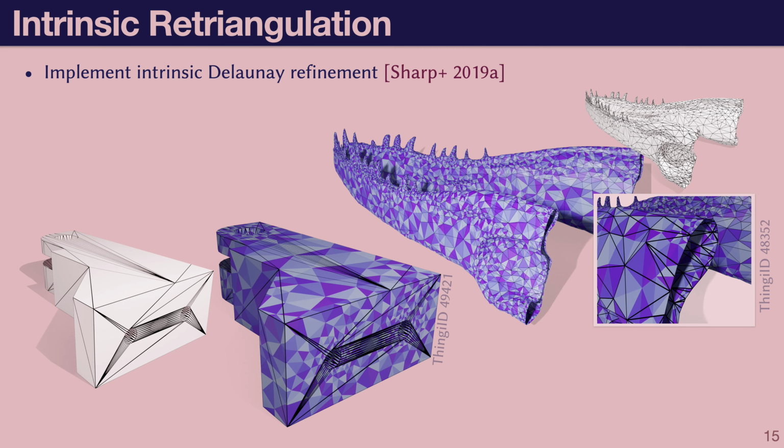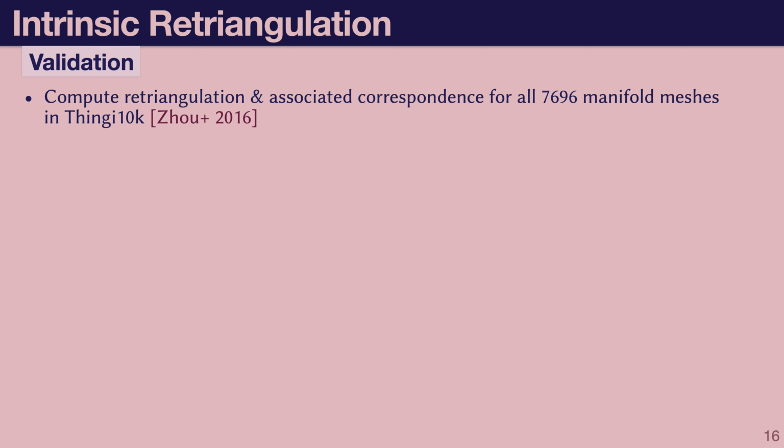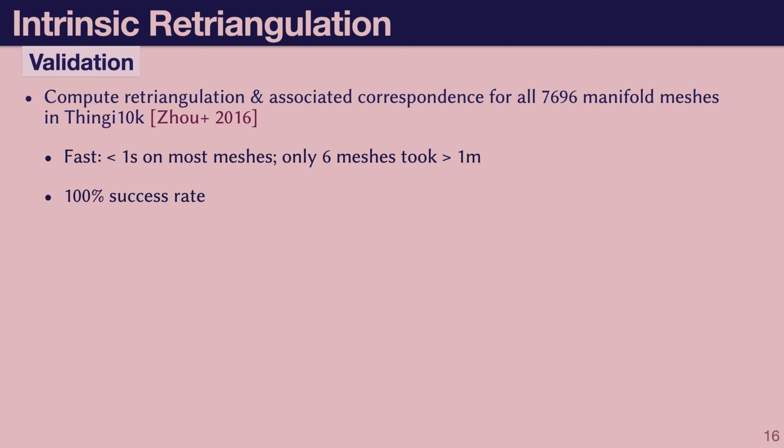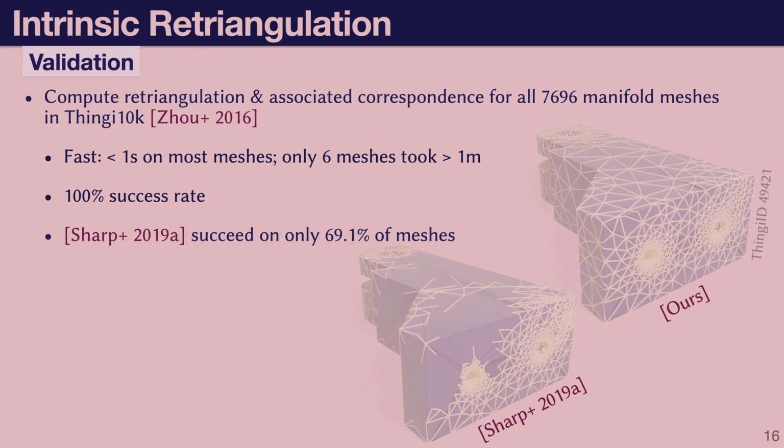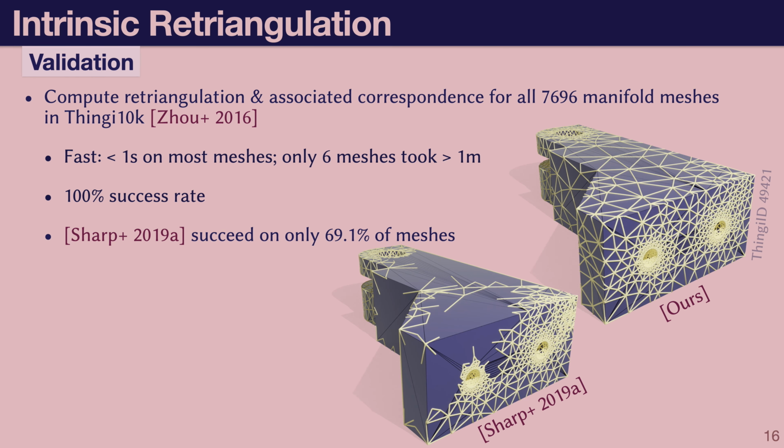Using our data structure, we can implement a recent retriangulation scheme computing high-quality intrinsic triangulations of low-quality meshes. Here, our data structure acts as a drop-in replacement for the signpost data structure. To validate our integer coordinates, we computed intrinsic retriangulations and verified the correspondence on all of the manifold meshes in Thingi10K. Retriangulation was quite fast, taking less than a second on most meshes, and we successfully obtained high-quality triangulations and valid correspondence on all meshes. For comparison, signposts succeed on only 70% of meshes.